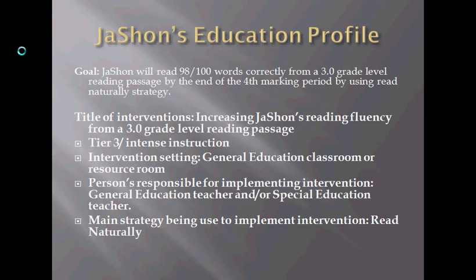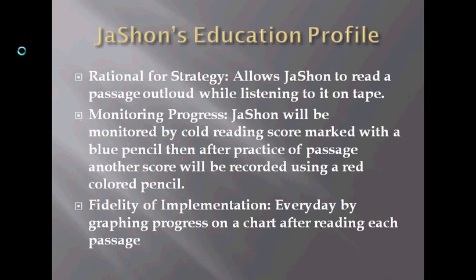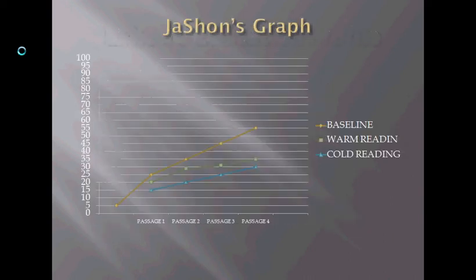And the main strategy being used to implement the intervention is Read Naturally. The rationale for the strategy will allow Jayshawn to read a passage out loud while listening to it on tape. Monitoring progress, Jayshawn will be monitored by cold reading score marked with a blue pencil after practice of a passage. Another score will be recorded using a red colored pencil. The fidelity of implementation is every day by graphing progress on a chart after reading each passage.